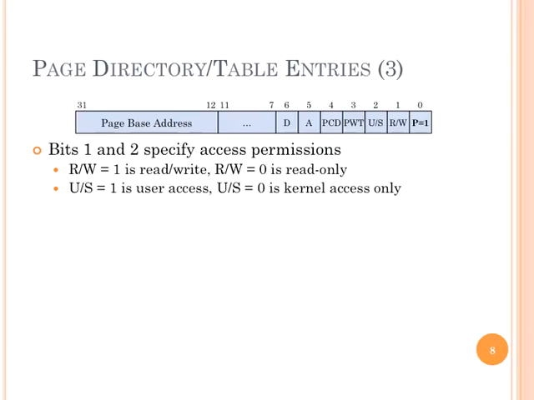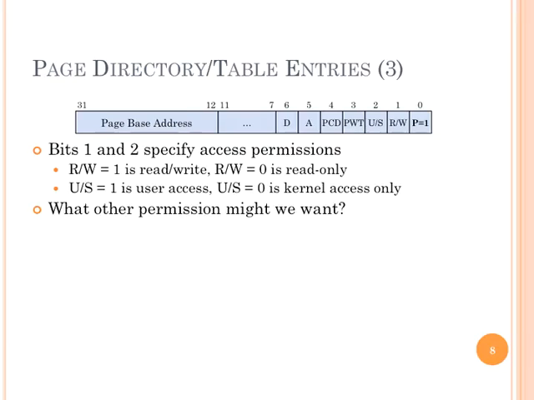And then we have user supervisor. If it's 1, then the user can access it. If it's 0, then only the supervisor can access it. So basically, this allows us to have that separation between user space, which is what user mode programs can access, and kernel space, which is what kernel mode programs can access. Did everybody understand that distinction? I talked about that a lot last time, so I don't want to belabor it too much.